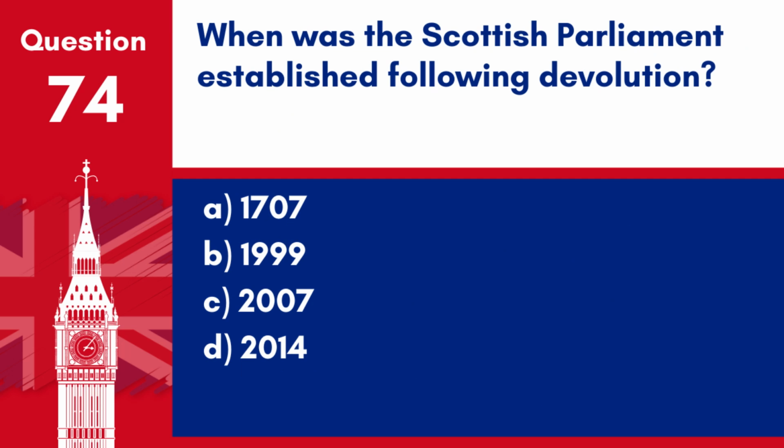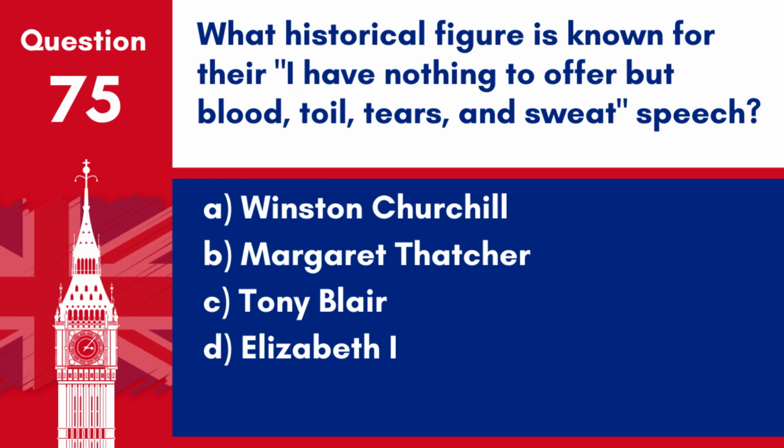Question 74. When was the Scottish Parliament established following devolution? A. 1707. B. 1999. C. 2007. D. 2014. Answer. B. 1999. The Scottish Parliament was established in 1999 following devolution, which granted Scotland a measure of legislative autonomy within the United Kingdom.